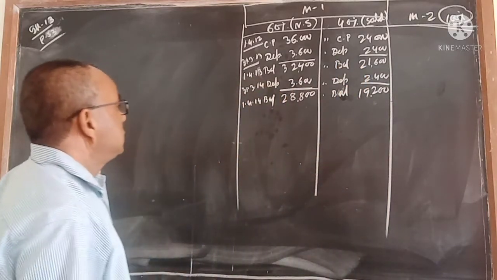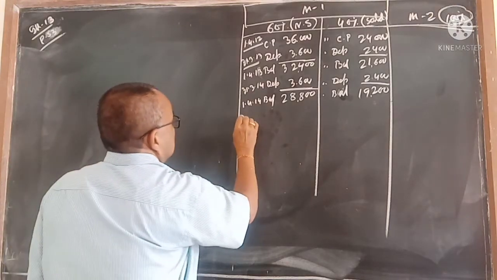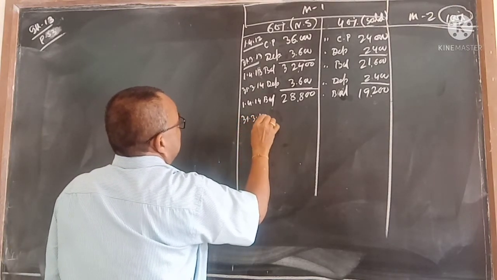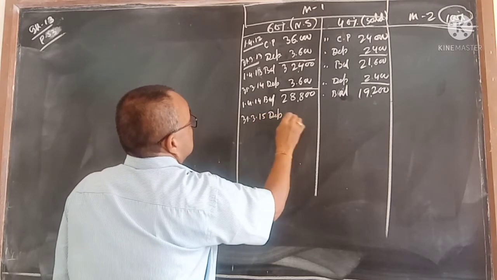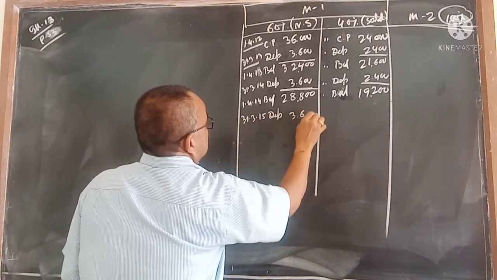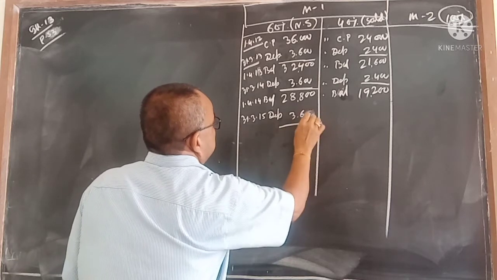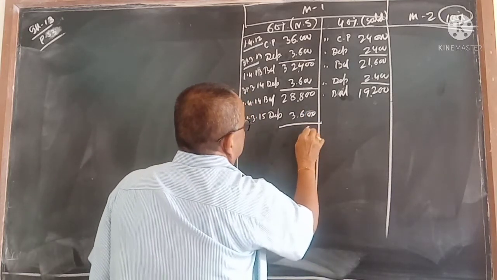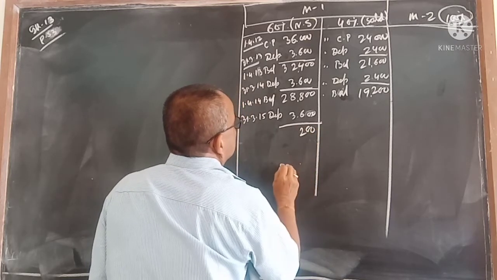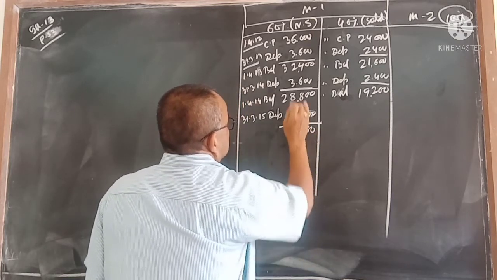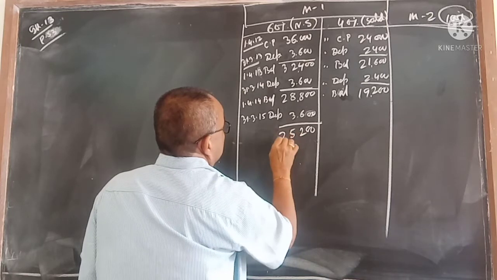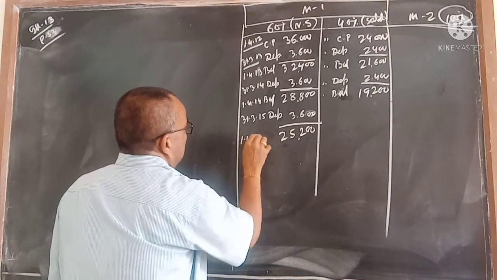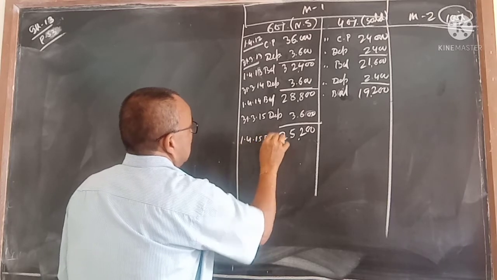Next, here you are getting on 31st 3/15 again depreciation 3,600. Correct? And you will get it here. This is 200, and this is 3 5, 25,200, and this is the balance of 1/4/15.